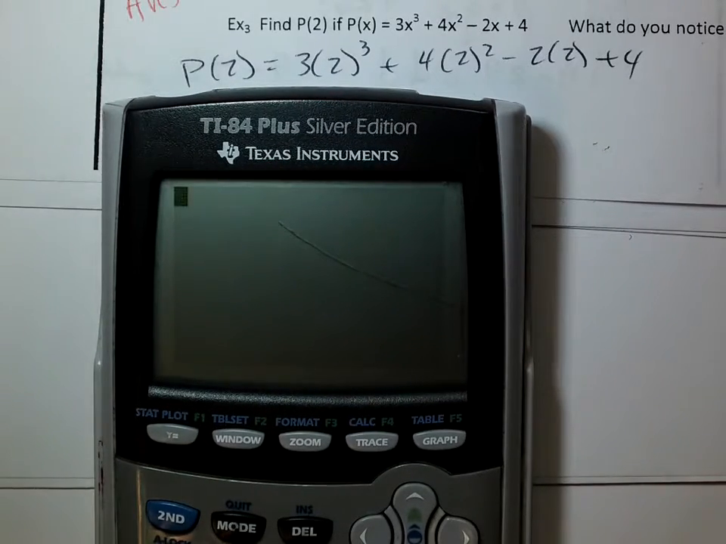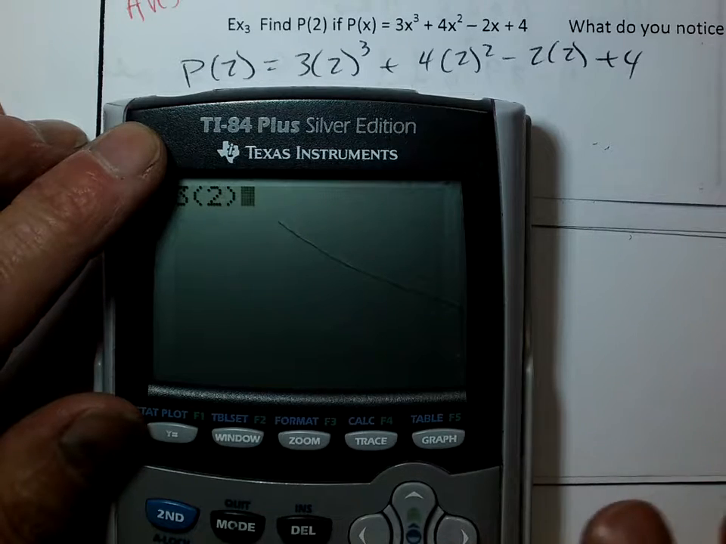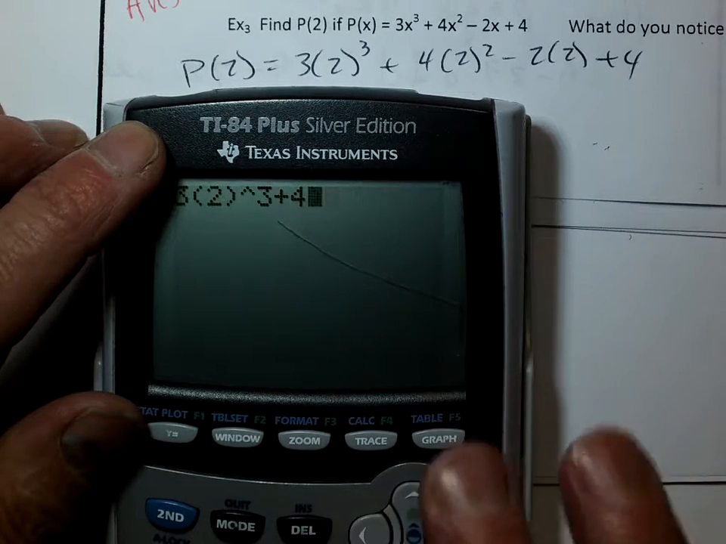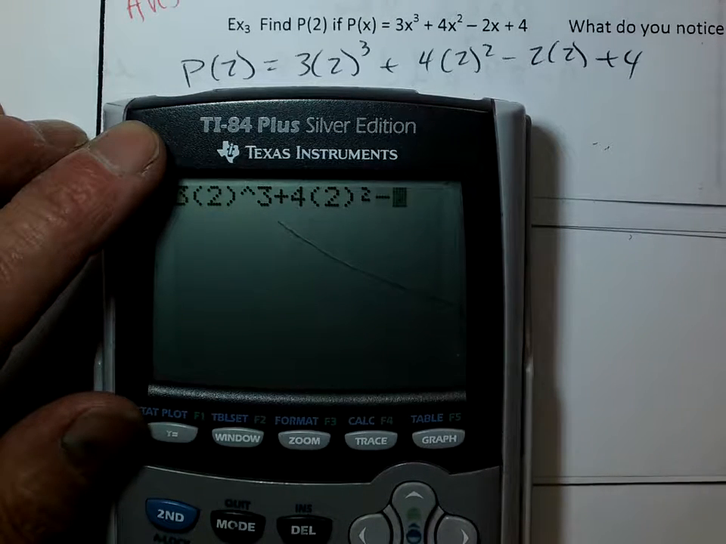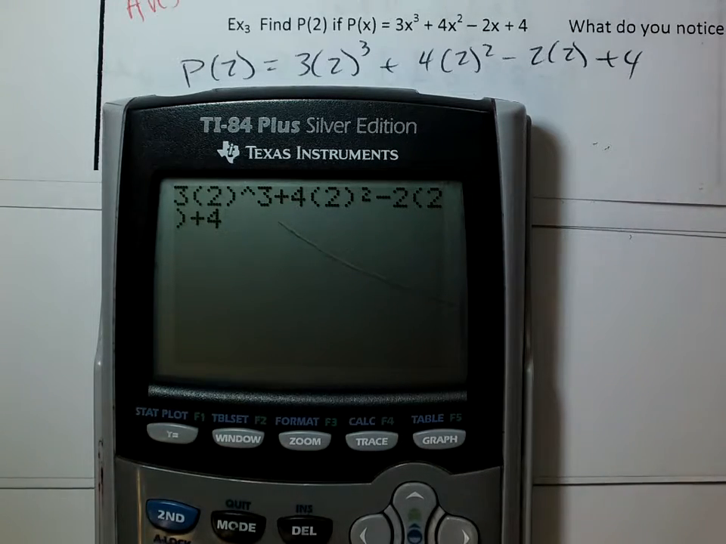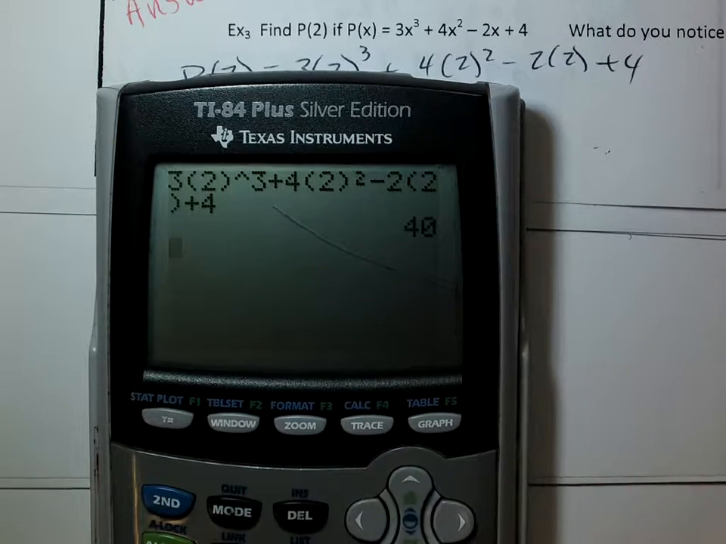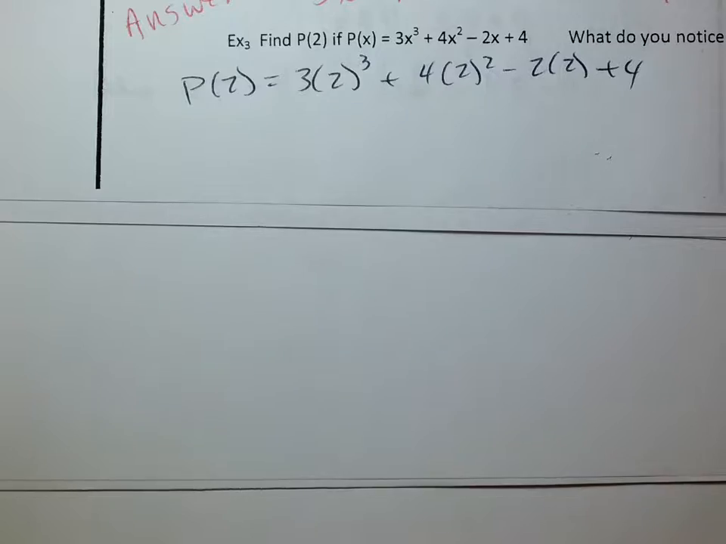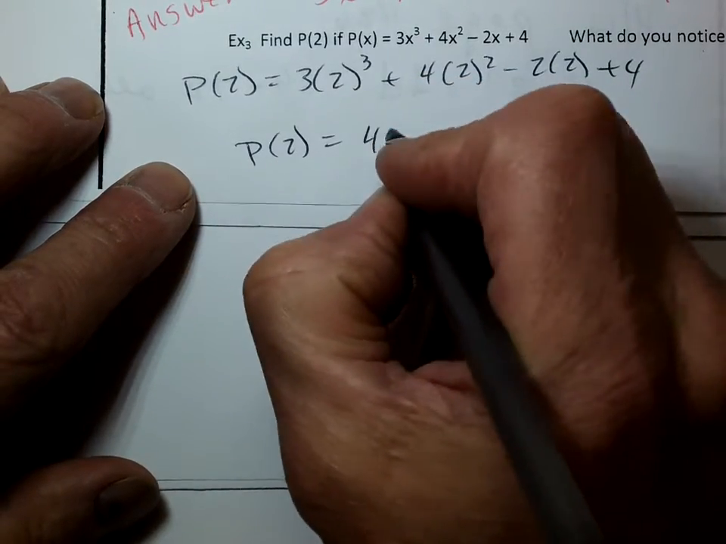Sure. So I'm just going to go, all right, 3 parentheses 2 to the 3rd power plus 4 times, whoops, back up, wrong parentheses, 2 squared minus 2 parentheses 2 plus 4. Okay, so everything's plugged in the calculator. I push enter, and I get an answer of 40. So P of 2 is equal to 40. Okay, great.